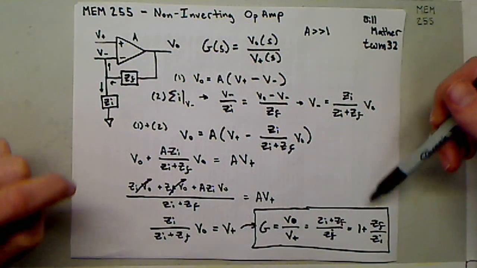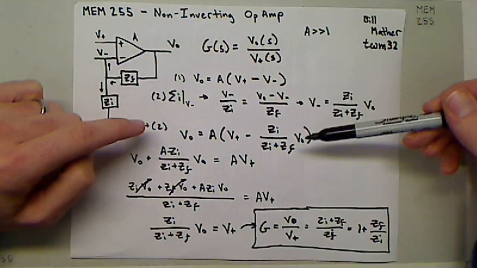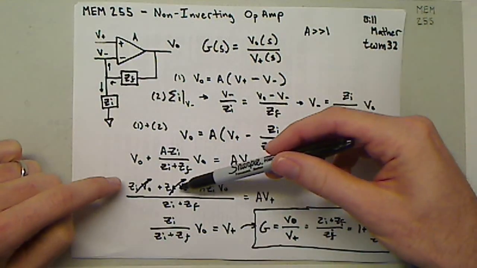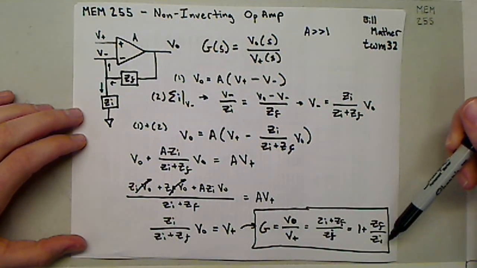But you can see, even if we consider this gain much larger than 1, we get the same thing. We just step through the math. A is much larger, these two terms fall away, and then we go through and we get G is equal to 1 plus CF over CI.